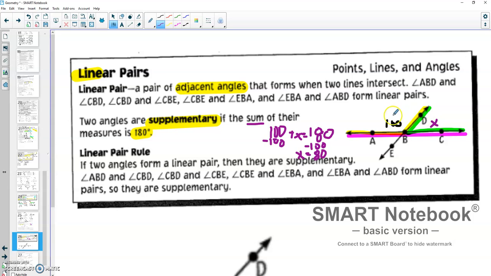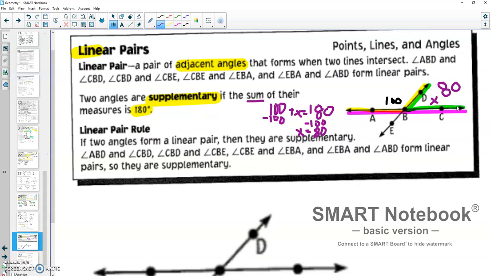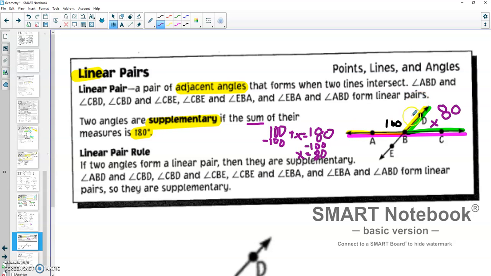Okay? So whenever you have two linear pairs, or supplementary angles, two angles that make a line, both of the angles have to equal, if added, 180. So we know this x would be 80. This is a linear pair, these two, and they're called supplementary as well.